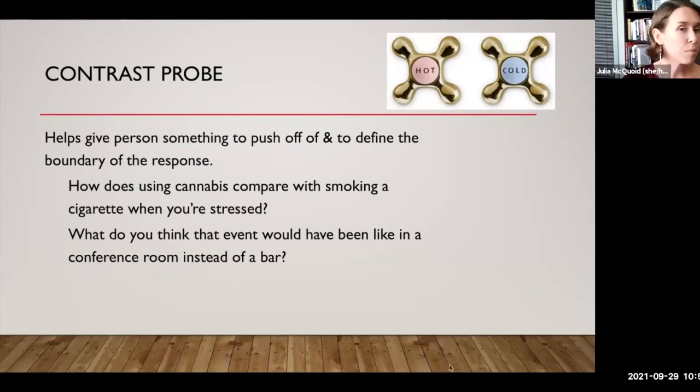In an example from my research, one of my interview guides is interested in how a participant was using different substances within different situations in their day. So I could ask for a contrast. How does using cannabis in that moment when you're stressed out compare with smoking a cigarette when you're stressed out? So ask for a compare and contrast. Or, what do you think that event would have been like in a conference room instead of a bar? So kind of drawing out differences so that we can better understand the boundaries of how they're experiencing or perceiving something. All right, next slide.